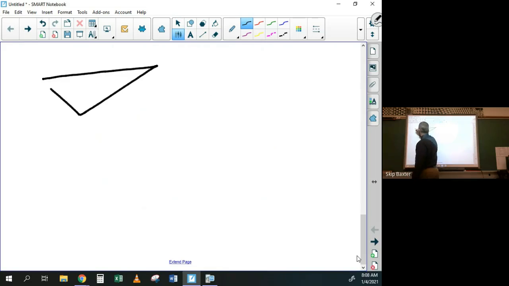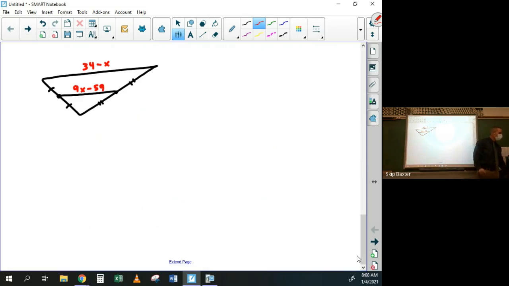So like, for example, suppose I have a midsegment like this. Okay. And let's say this time we have, this segment is 9x minus 59. And this segment is 34 minus x. Be careful, I don't want you to get sucked in there. Kind of half kidding. All right, what else? How can you solve for x?